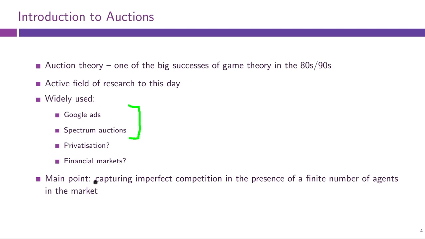The main point of these models is to capture the imperfect competition between traders, between bidders, in the presence of a finite number of agents in the market. Once you have an infinite number of agents, you basically reduce to competitive equilibrium, Walrasian equilibrium, that you study in Micro 1. But a lot of the discussion that we had in the financial markets course is that not all traders are present in the market at all times. If you take any given point in time, you will only have a limited number of traders in the market. And so this imperfect competition between these traders is probably an important aspect to capture.